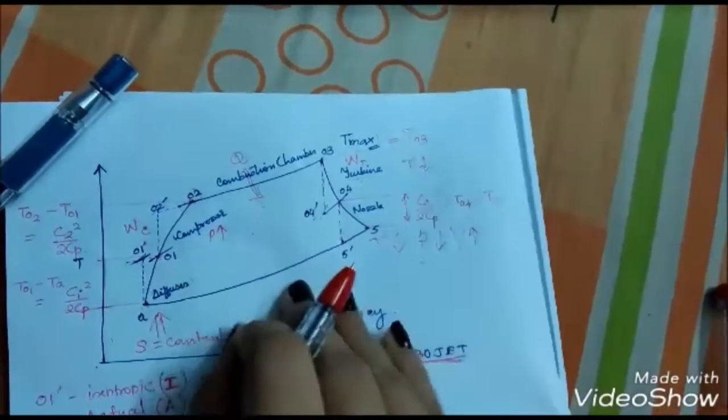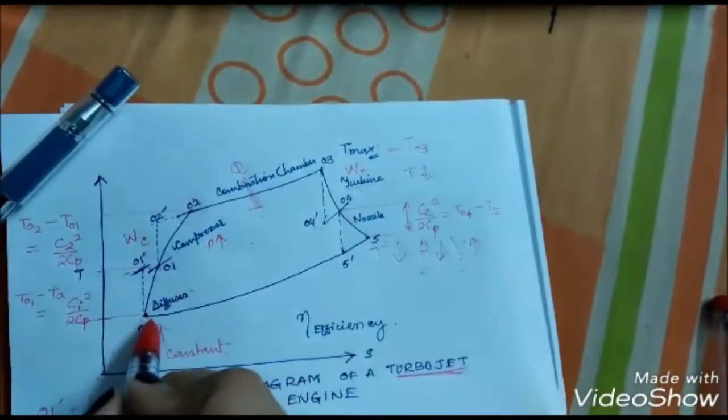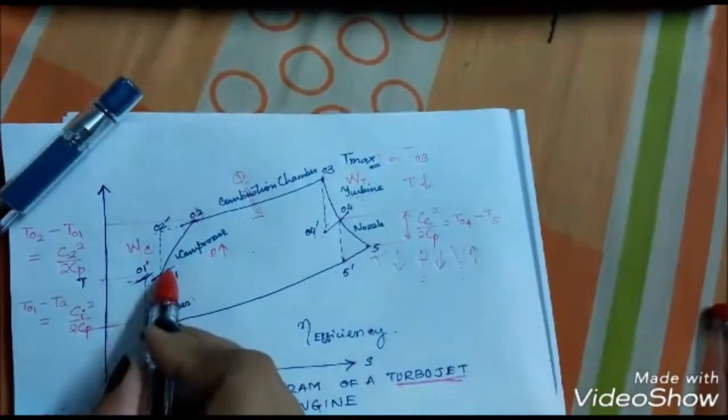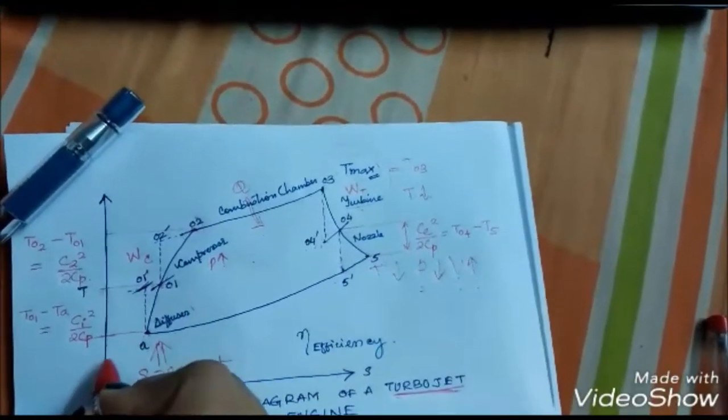So this is a basic fundamental diagram you should remember. And one more point: from the diffuser to that point, this is an inlet velocity.